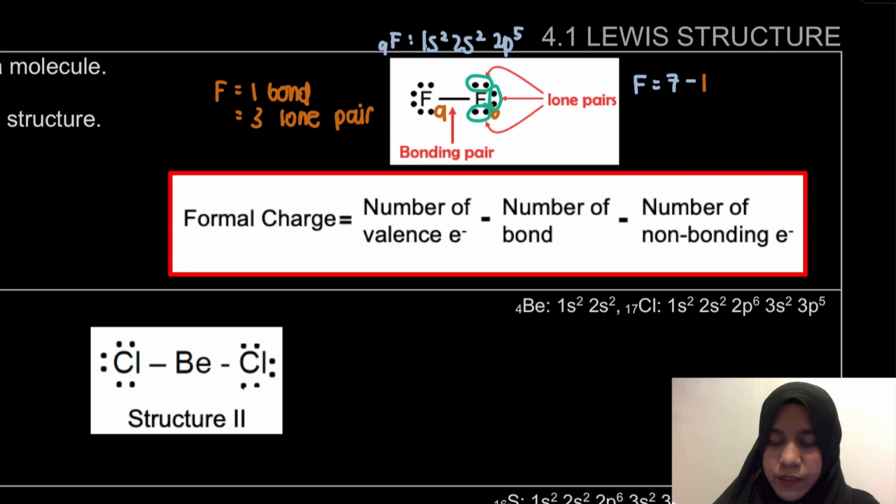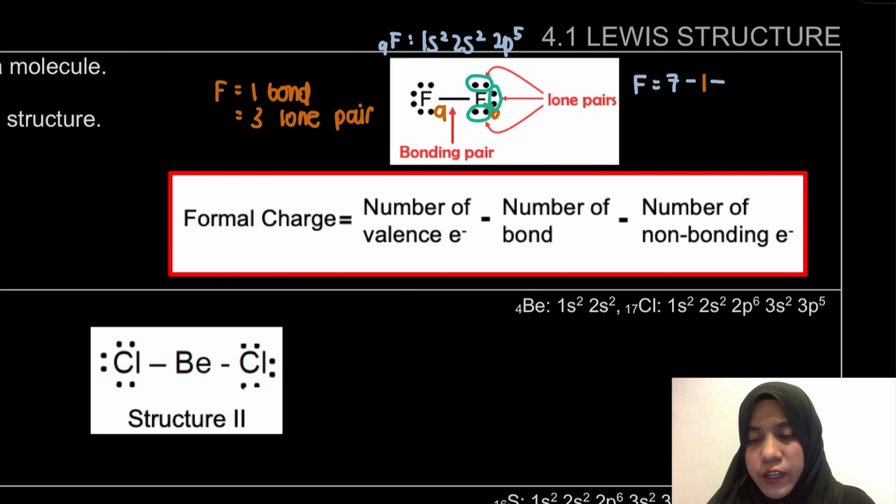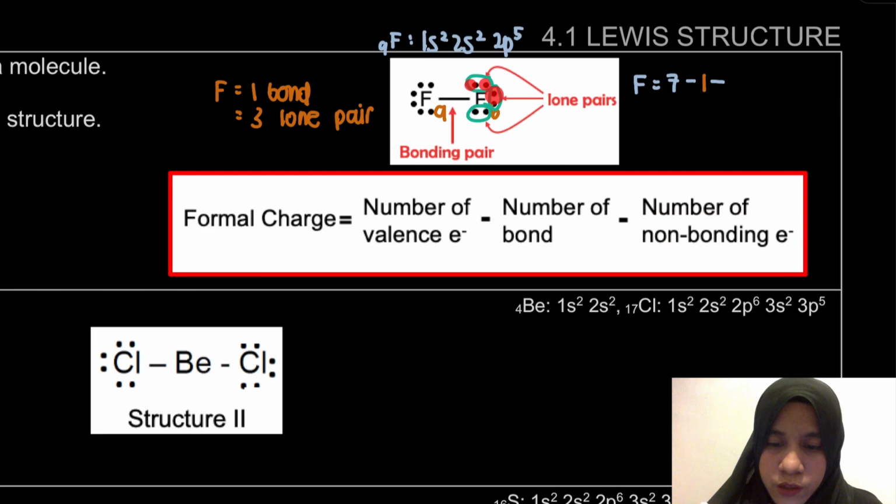This time, what it wants is minus the number of non-bonding electrons, so calculate how many electrons are not involved in your covalent bond. We know there are 3 lone pairs, since one lone pair has 2 electrons, but for the formal charge we want the number of non-bonding electrons. So we calculate: 1, 2, 3, 4, 5, 6. So 7 minus 1 minus 6, and our formal charge is equal to 0.